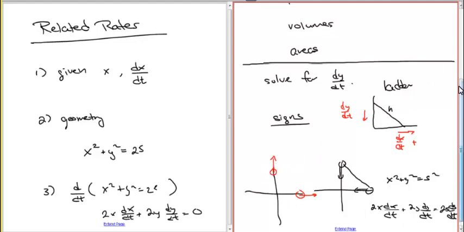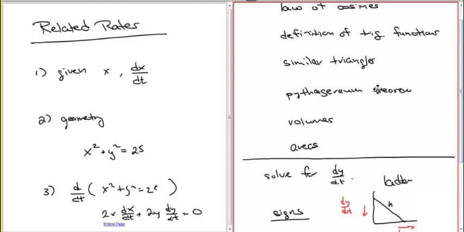We also had the dock problem, which is still a Pythagorean theorem problem. In that case, the vertical distance was the thing that stayed the same, the distance from the water to the dock.